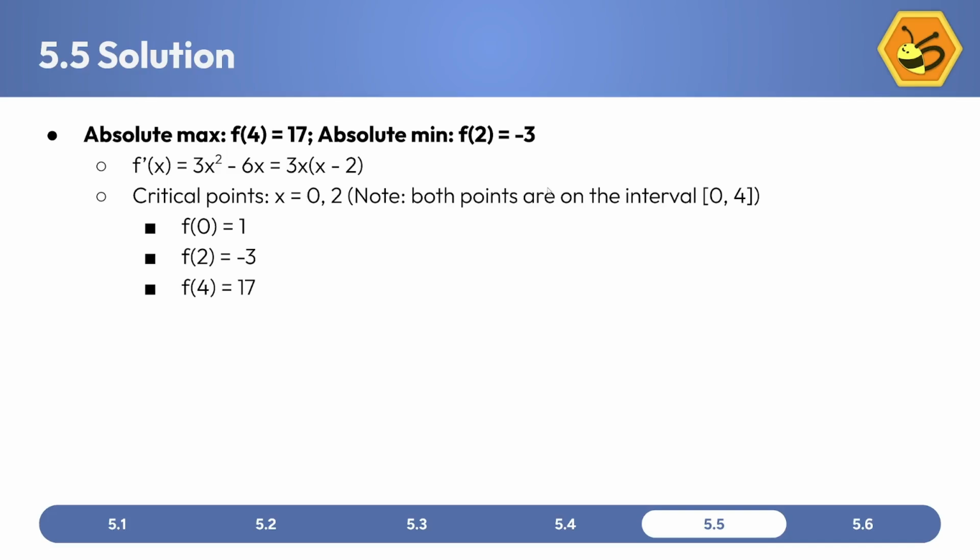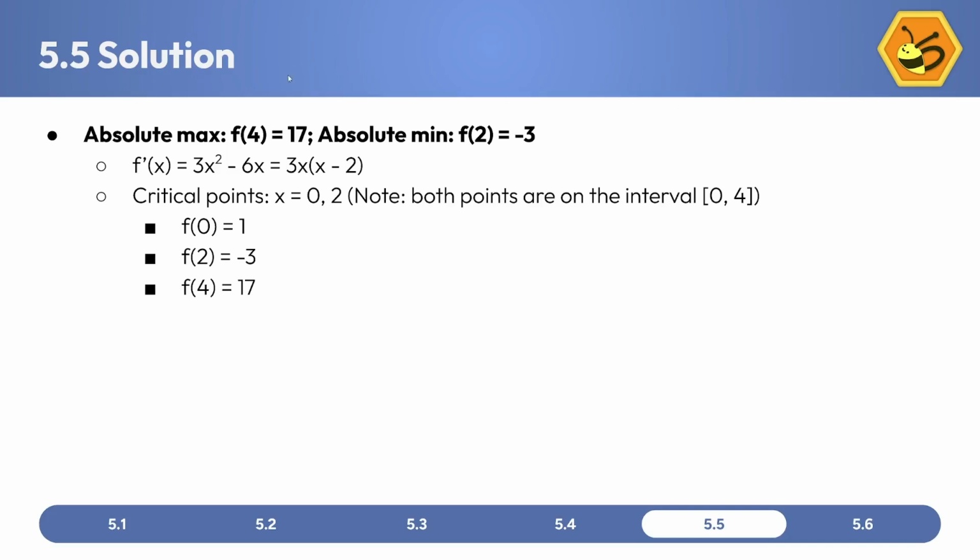Also, this is an important thing to remember. Sometimes our critical points will not be on our interval. So if we had, let's say, 0, 2, and 8, we shouldn't test 8 because 8 is outside of our interval. So just always make sure that our critical points are between our two endpoints. So in other words, that it's on the interval.